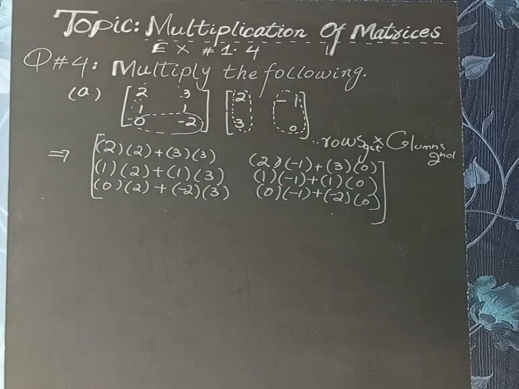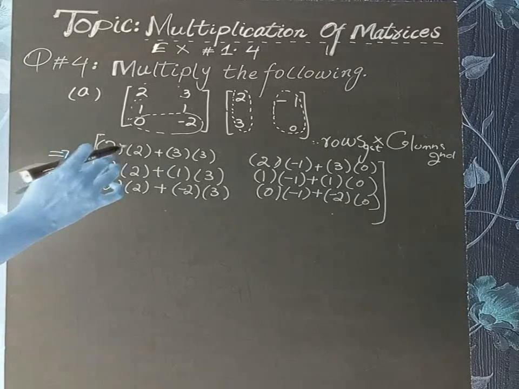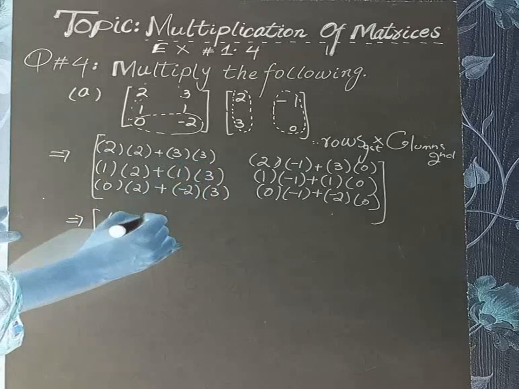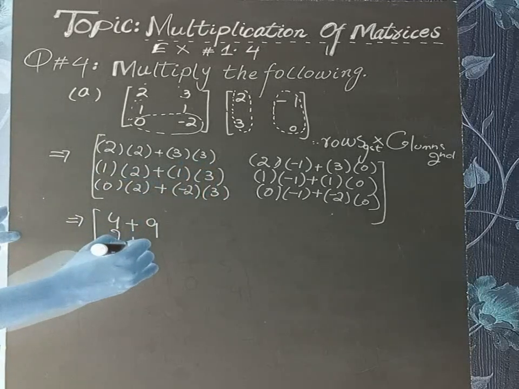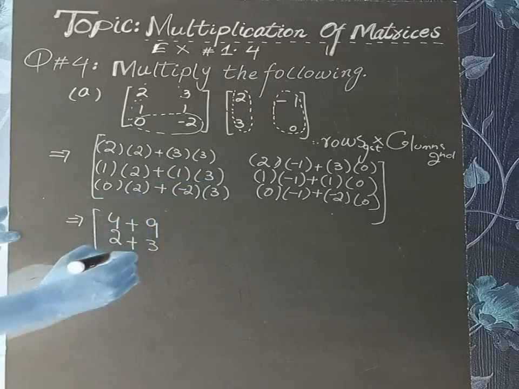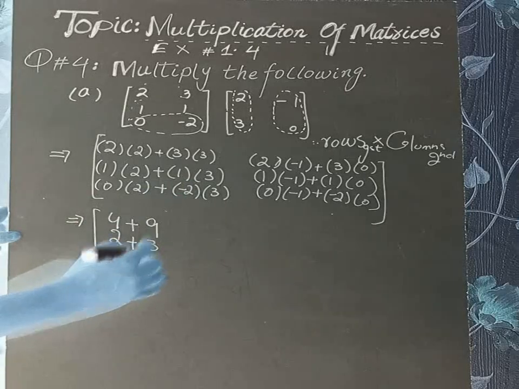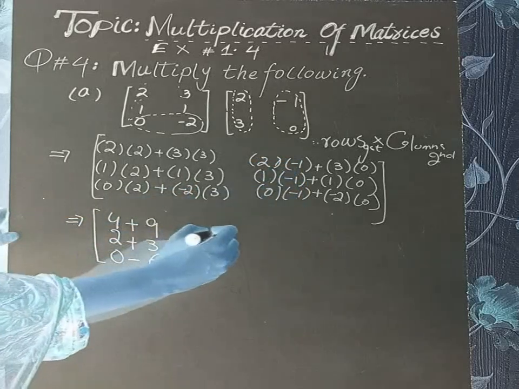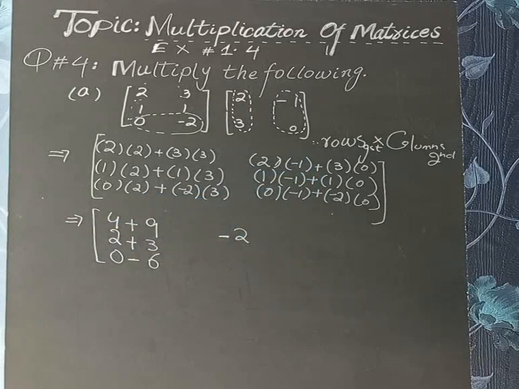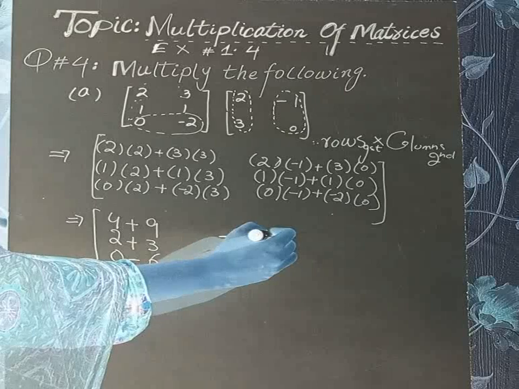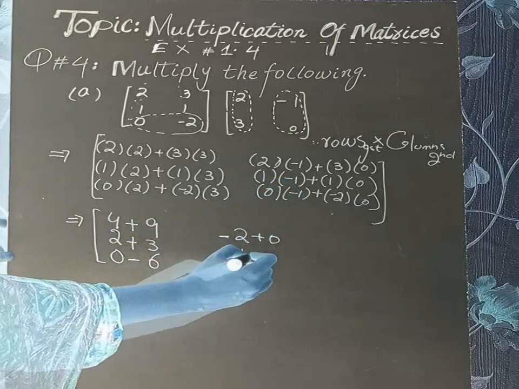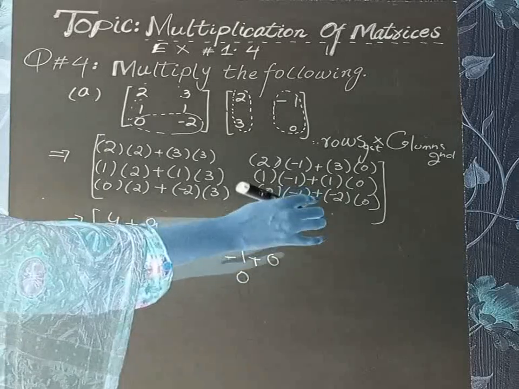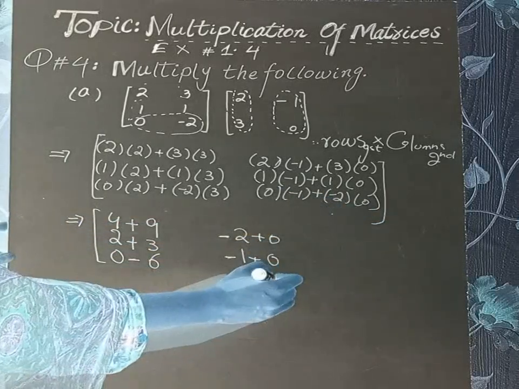Now we are going to close this. We'll simplify. 2 times 2 plus 3 times 3. 1 times 2 plus 1 times 3. 0 into 2 is 0 plus minus 2 times 3. 2 times minus 1, minus 2 times 1, plus 3 into 0 is 0. 1 into minus 1 is minus 1. 1 into 0 is 0. 0 into minus 1 is 0. 0 has no sign. Plus minus minus. 2 into 0 is 0.